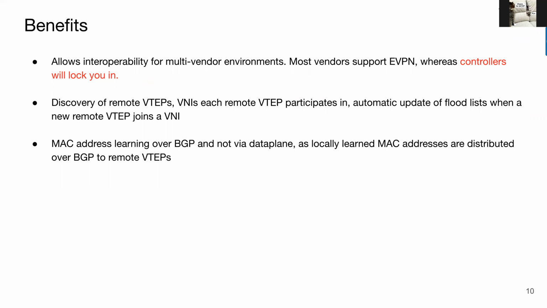Also with EVPN, the discovery of remote VTEPs is done automatically through route type 3s, which we'll talk about, which is kind of cool. We don't have to manually configure anything. And lastly, MAC address learning through BGP and BGP updates gives us some additional benefits, namely ARP suppression, which we'll talk about later. We still locally learn MAC addresses, but once we learn that MAC, it triggers something called a type 2 route, which is then shared across all of our EVPN peers.